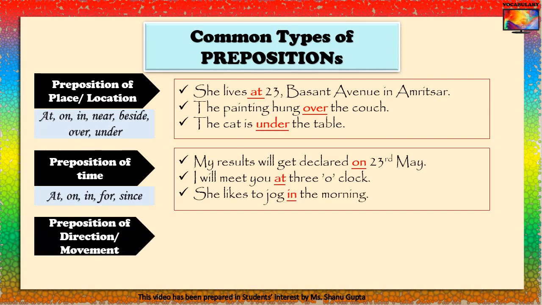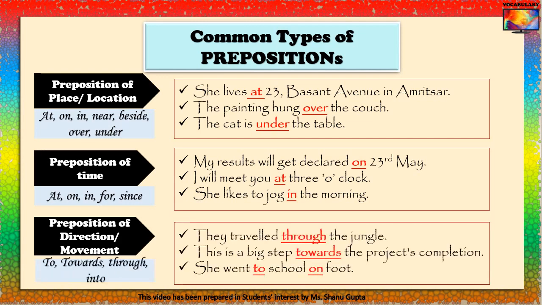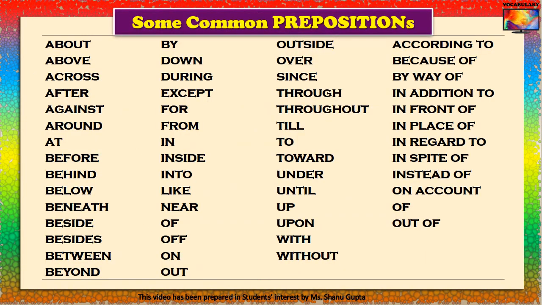And prepositions might quote a direction of movement. They travel through the jungle. Through indicates a direction. Or this is a big step towards the project's completion. Towards indicates a direction. Here is a list of some prepositions that are used commonly. You might notice that sometimes multiple words put together act as one preposition, like in addition to or in spite of, etc.